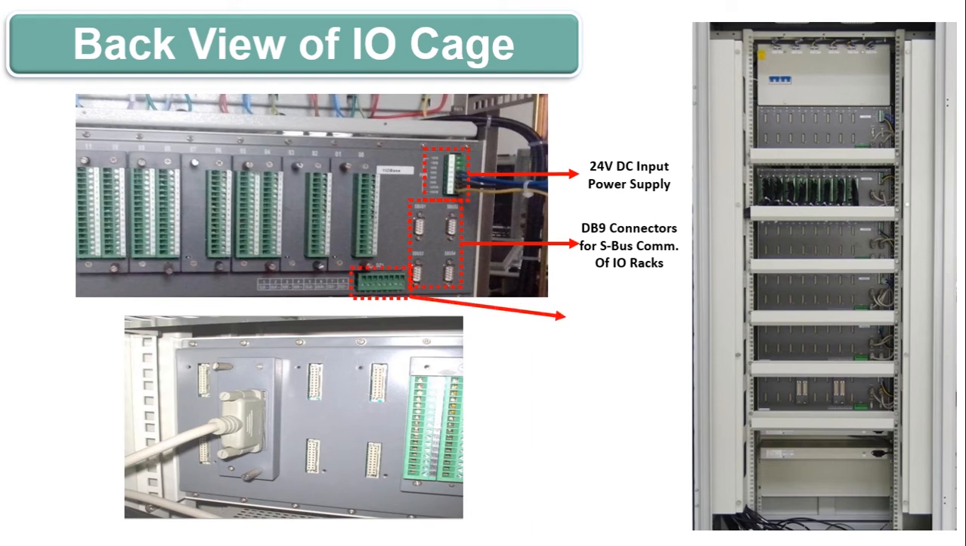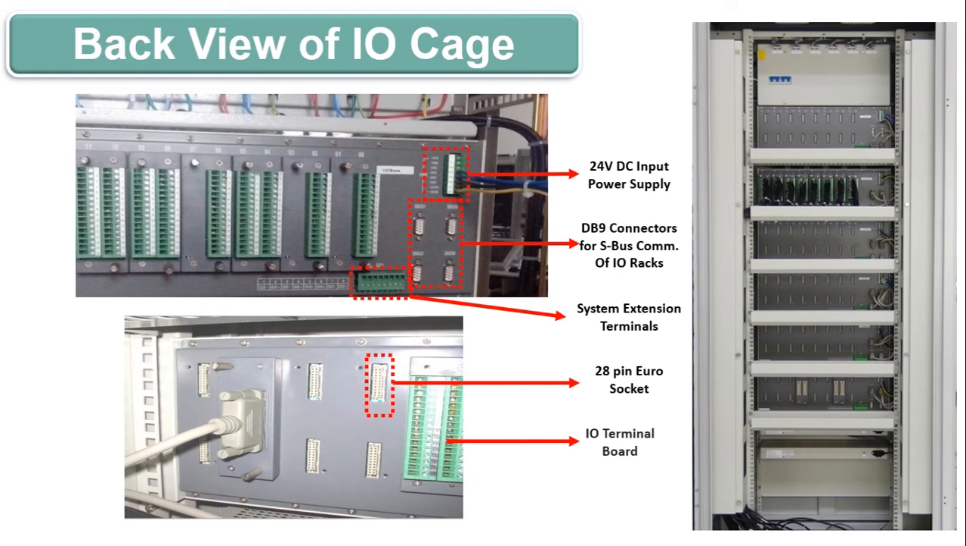Then we have a system extension terminal used for the clock, SOE extension or reference junction for thermocouple signals. Then you see 28-pin Euro socket present to pass the signal from IO terminal board to IO module via motherboard. Then we have an IO signal terminal board or DB board which can be attached on 20-pin Euro socket. It is used for the termination of field signals with the IO modules. As you see the back cover metal board on the back side of IO cage.